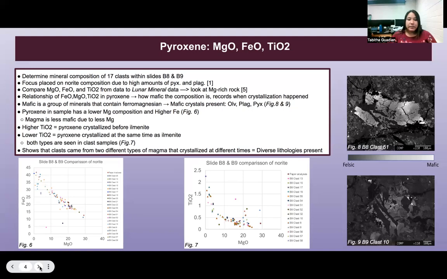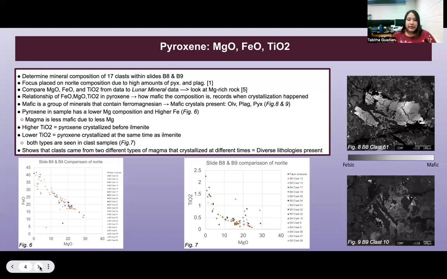In figure 7, we have the relationship between magnesium and titanium oxide, and we can see the differences between the different clasts. We have the paper analysis represented by a square marker, our B8 slide represented by circular markers, and triangles represent our B9 slide. So we see 2 groups.